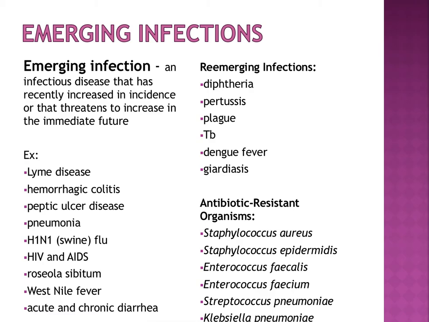So you can see on the right corner of this slide antibiotic-resistant organisms: Staphylococcus aureus, Staphylococcus epidermidis. I'm not going to say all these, but when you're working in the hospital, you'll see that's why we have patients on contact precautions, because we want to continue to decrease the spread of specifically antibiotic-resistant organisms.